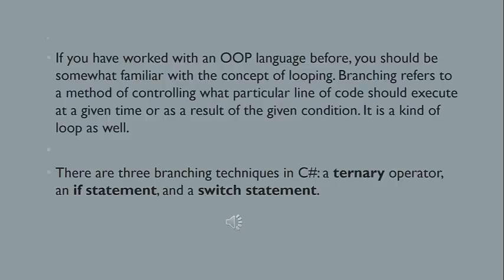If you've worked with an OOP language before, you should be somewhat familiar with the concept of looping. Branching refers to a method of controlling what particular line of code should execute at a given time, or as a result of the given condition. It is a kind of loop as well. There are three branching techniques in C#: a ternary operator, an if statement, and a switch statement.